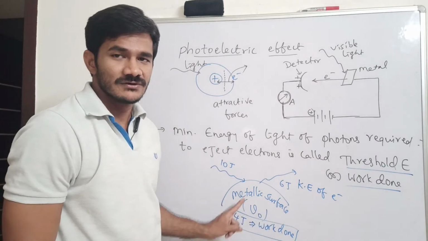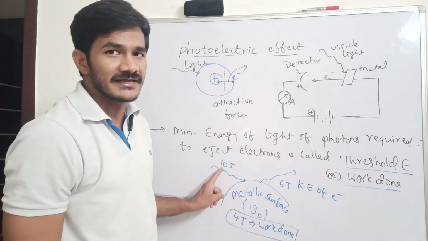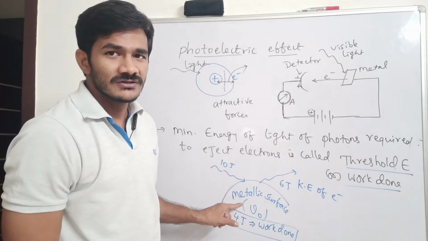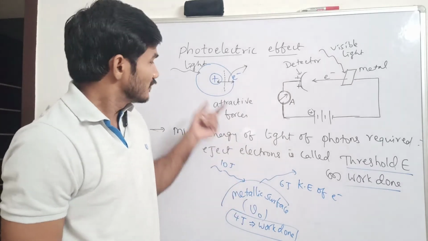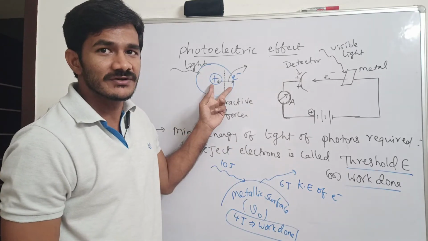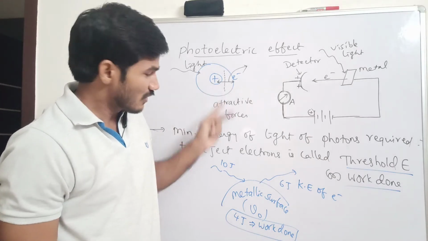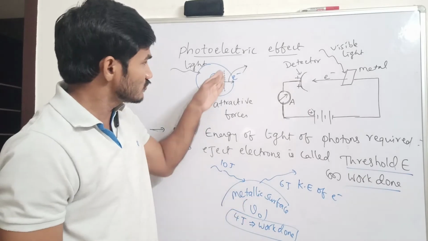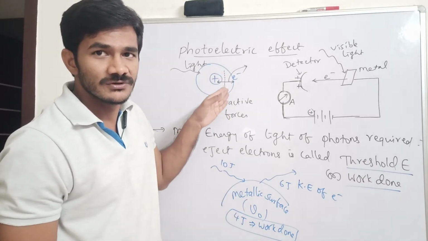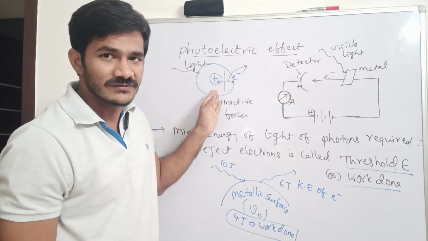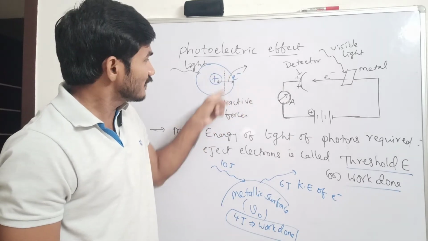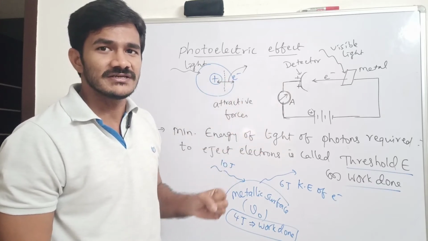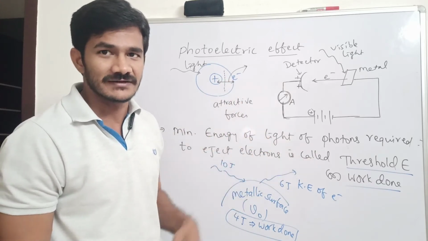This is a metallic surface. For this metallic surface, I am supplying 10 joules of visible light. When I supply 10 joules of visible light, electrons cannot be ejected immediately, because electrons and nucleus are held together by attractive forces. So out of 10 joules, some amount of energy is utilized to do some work, which is to break some attractive forces between the nucleus and the outermost electron. After breaking the attractive forces, the remaining energy is utilized for the kinetic energy of electrons.